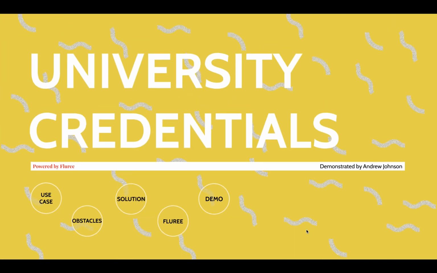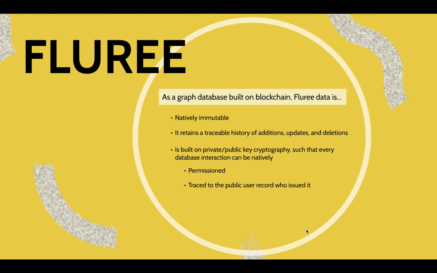So where does Fluree come in? What does Fluree offer? How are we different in this market? So as a graph database built on blockchain, that's a really important part here. First of all, our data is natively immutable. As anyone who knows about blockchain knows, when you delete data or update data, you are adding an assertion of a new state of data to the blockchain.